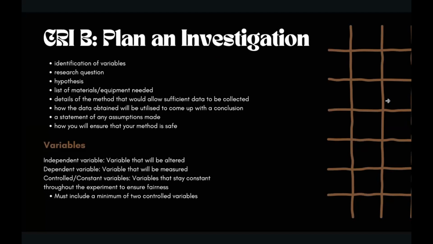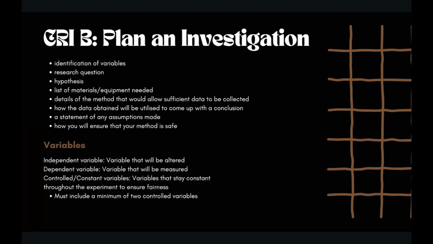So starting off with criterion B, the first thing I'll be talking about is planning an investigation. Every single science assessment has a question where they'll be asking you to plan an investigation. Usually it's 13 to 16 marks, around there, depending on how many things they ask you to write. But this is generally a list of all the things they could ask you to write.